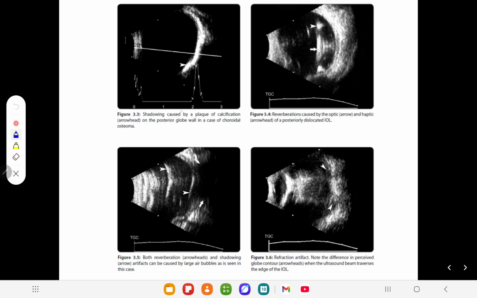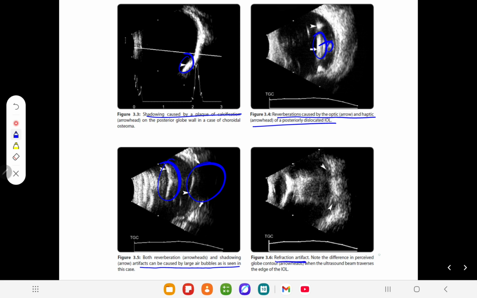Same thing is here, shadow caused by opaque calcium. And again, the reverberation caused by the optic or haptic, arrow, posterior dislocation. Basically it means the IOL is dislocated and the reverberation causes this area, the reverberation point. Both reverberation, arrow, and shadow artifact can be there because of a large bubble, isn't it? Shadowing, and it's reverberation.